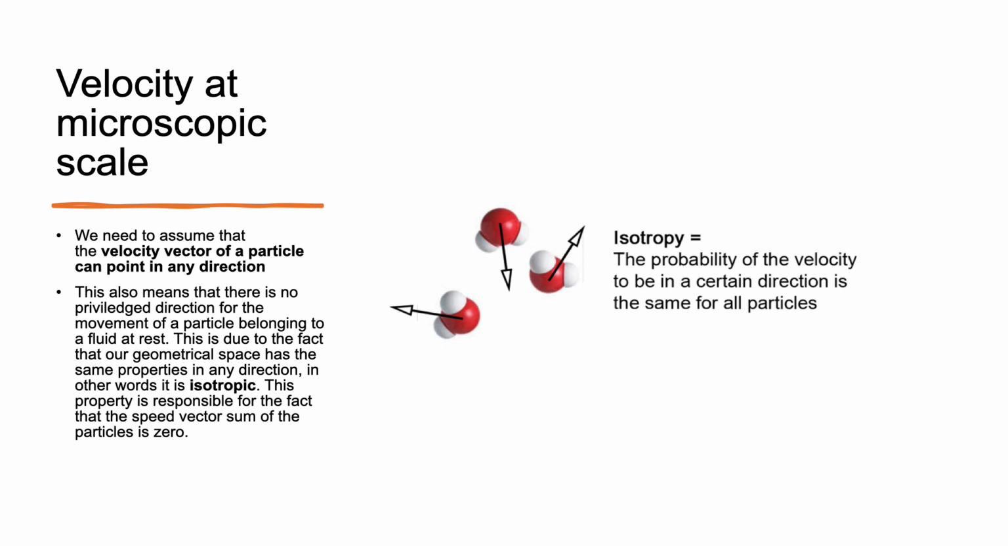Now let's talk about the next important microscopic quantity, which is the velocity at microscopic scale. If we assume that the velocity vector of a particle can point in any direction, this also means that there is no special direction for the movement of a particle belonging to a fluid at rest. This is due to the fact that the geometrical space has the same properties in any direction. In other words, it's isotropic. And this property is what is responsible for the fact that the velocity vector sum of the particles is 0.